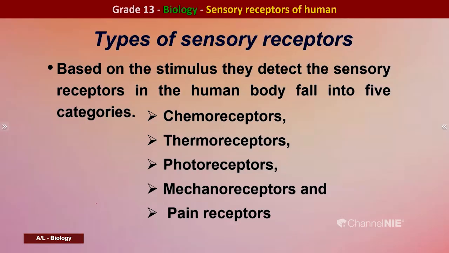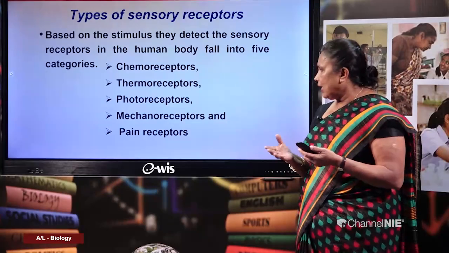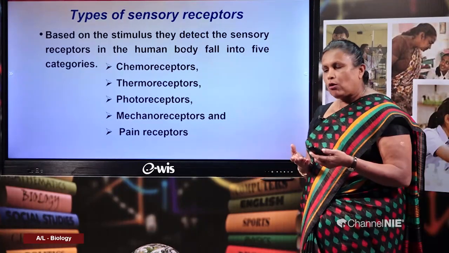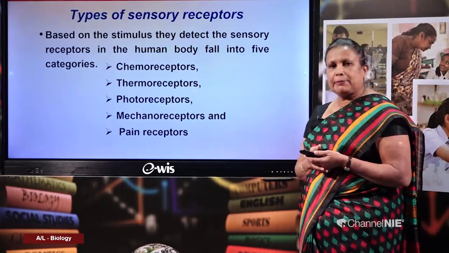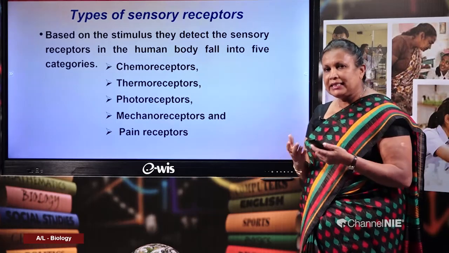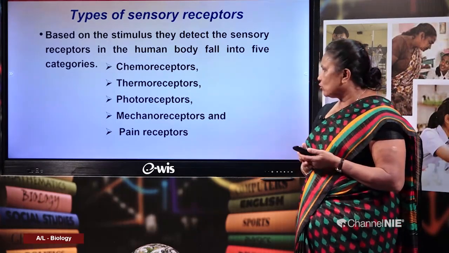First one, chemoreceptors. They can detect the changes of the chemicals which reach the specific receptor. Thermoreceptors detect the temperature changes. Photoreceptors detect the changes of the light. Mechanoreceptors detect physical deformation. Pain receptors, if there are any kind of tissue injuries or wounds or something like that, pain receptors detect the tissue injury and so on.